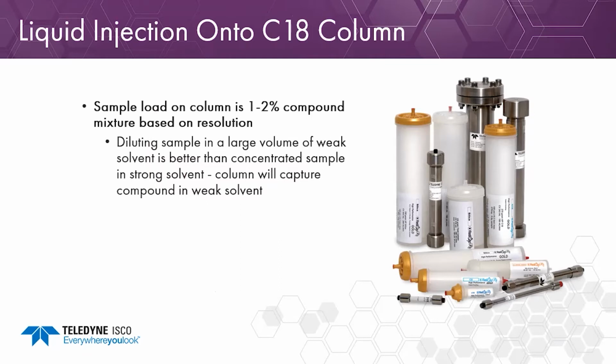If you were to do a liquid injection onto the C18 column, you'd be loading a lower percentage relative to what you would be loading in the silica column. So the C18 columns, you're loading about 1 to 2% of compound based on your resolution. Diluting the sample in a large volume of your weak solvent is better than a concentrated sample in a strong solvent. The column will capture the compound in a weak solvent. So basically it's just sitting on top of the column as you're loading it. It's not traveling down. But as you start introducing strong solvent, like DMSO or methanol or whatever your strong solvent is in the system, it'll start traveling down the column, and that's going to give you problems.